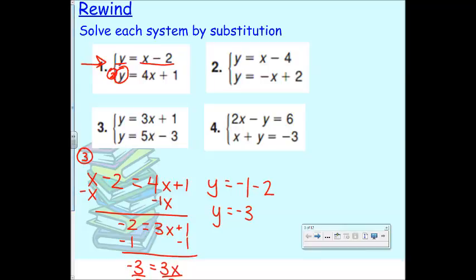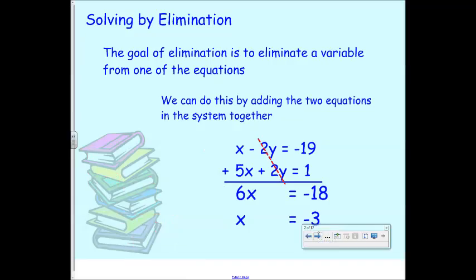All right, so we've said that there are 3 different ways to solve systems of equations. The first one we did last week was by graphing. So when you solve a system by graphing, you graph the 2 lines, and then what do you look for? Where the 2 lines meet, right?